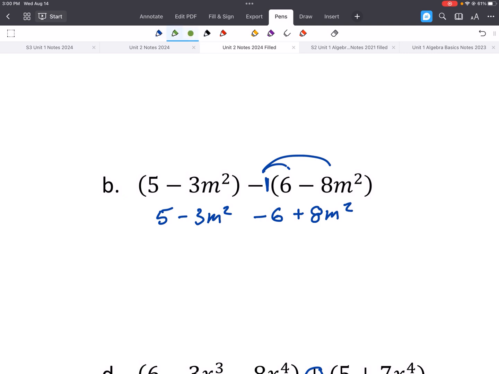So we've got our m squareds. We've got negative 3 plus 8. And that would give us 5m squared. And then we could do our constants. So 5 subtract 6 gives us negative 1.